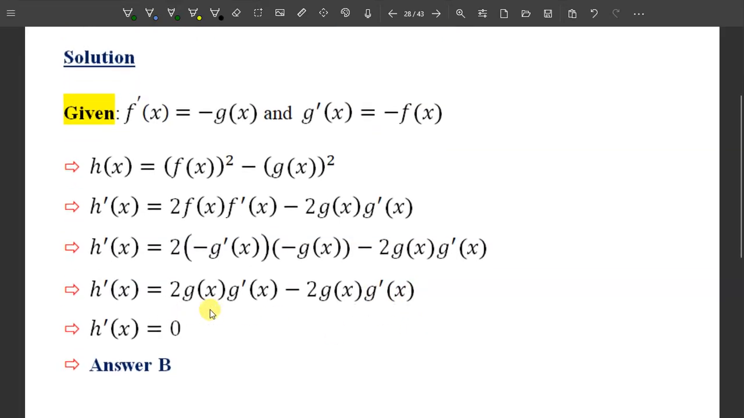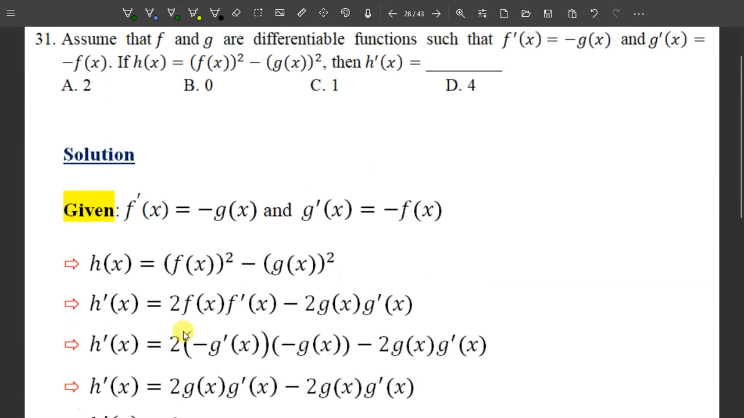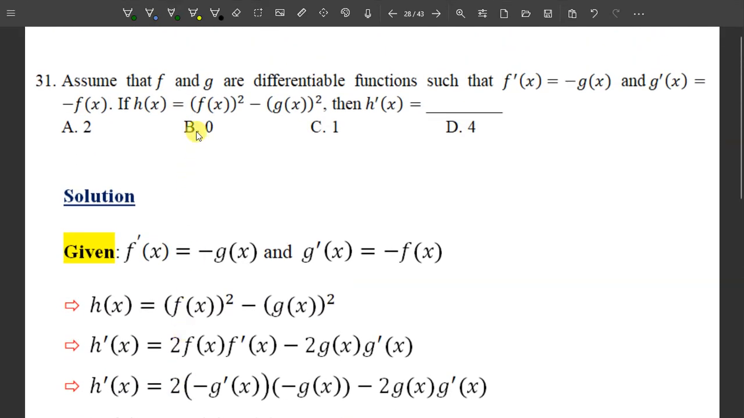Then the result becomes 0. Therefore, h prime of x is equal to 0 is going to be the answer. So our answer should be the one in the multiple choice, B. That is the solution for question number 31.